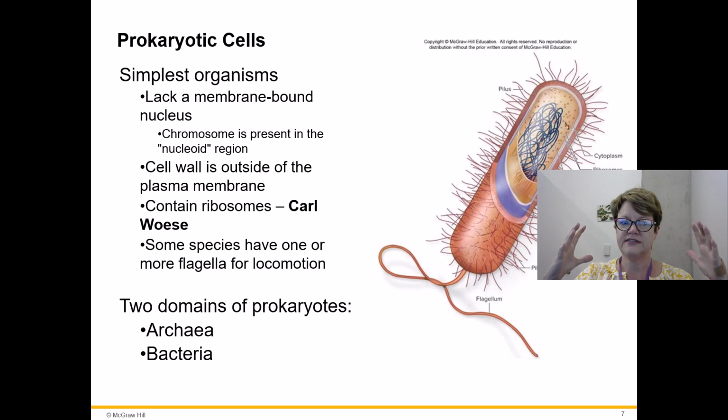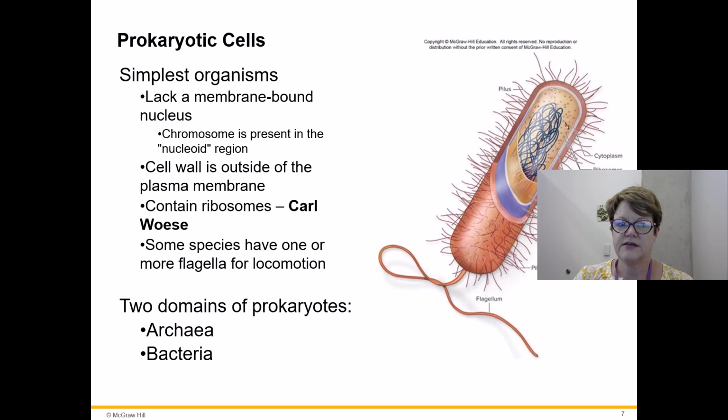Just outside the plasma membrane is a layer of carbohydrate, which is the cell wall. The cell wall is outside of the plasma membrane. It's on the outer surface, so it's technically outside of the cell. We use the term extracellular to refer to anything that's outside of the cell.